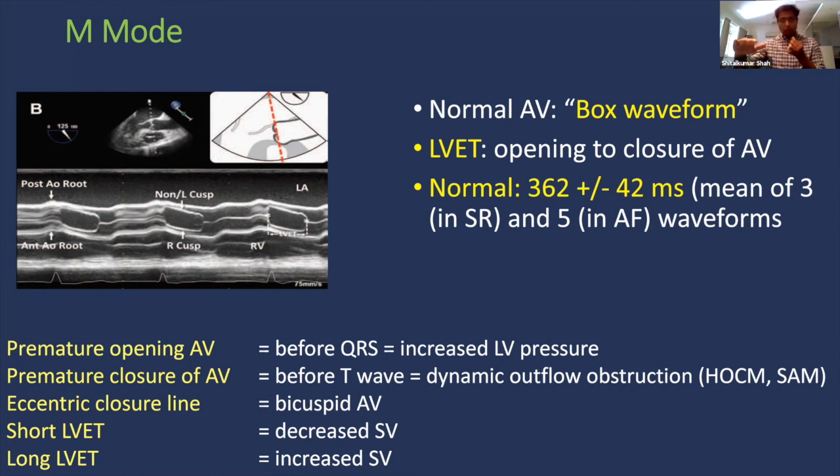The line of closure is also symmetric. If it's an eccentric one, think in your mind of a bicuspid valve. Short LV ejection time is a decreased stroke volume, long LV ejection time are the increased stroke volume reasons.